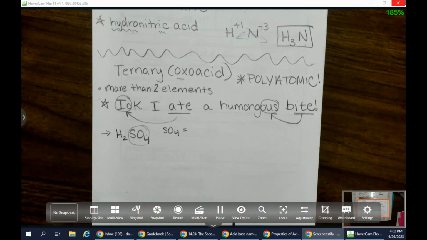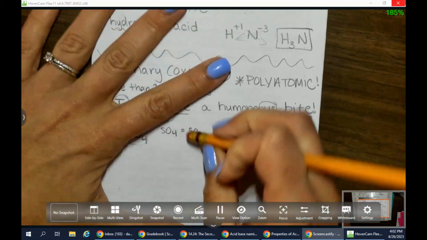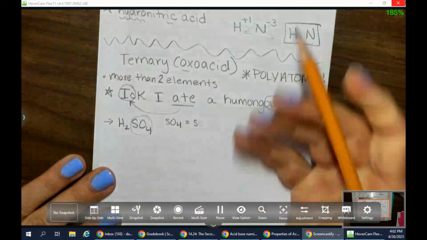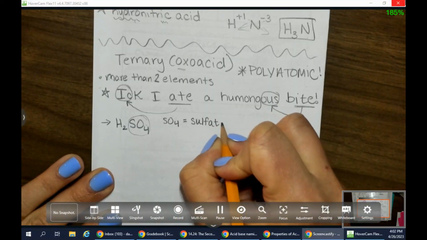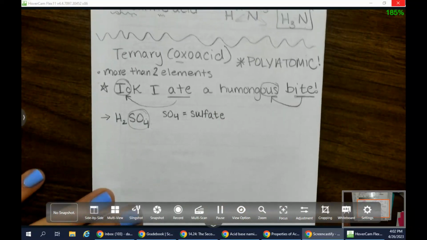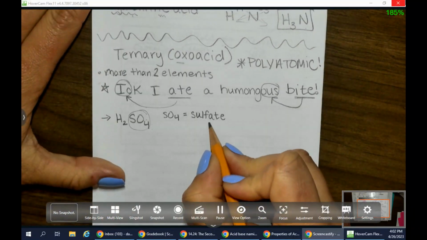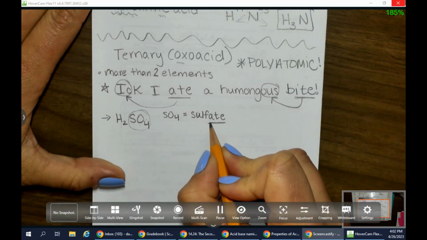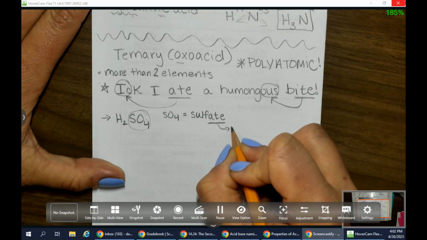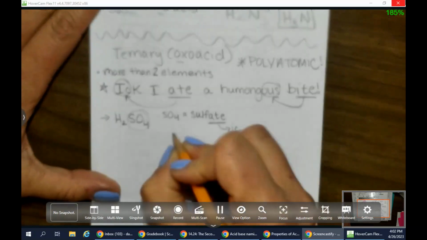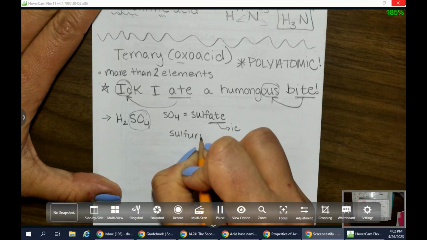Who is SO4? Sulfate. Oh my goodness, come on. Good thing I'm using pencil. All right, sulfate. Once I figure out who my polyatomic is, I'm looking at the end of it. This one ends in ate, so I know that ate turns into ic. So we now have the acid sulfuric acid.